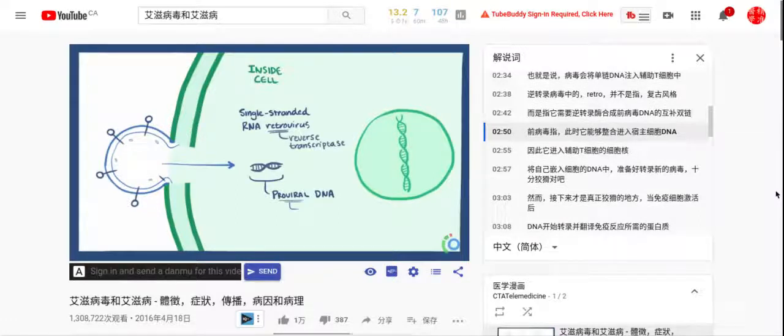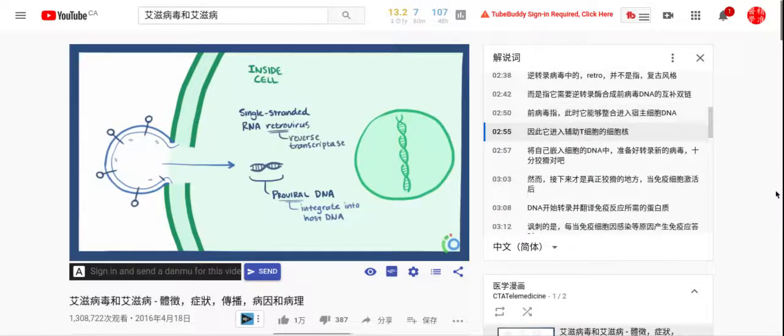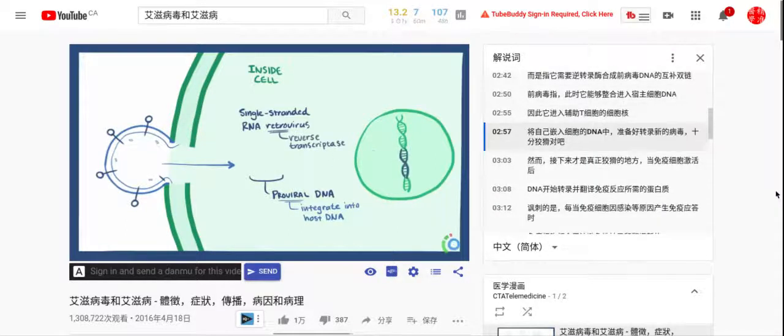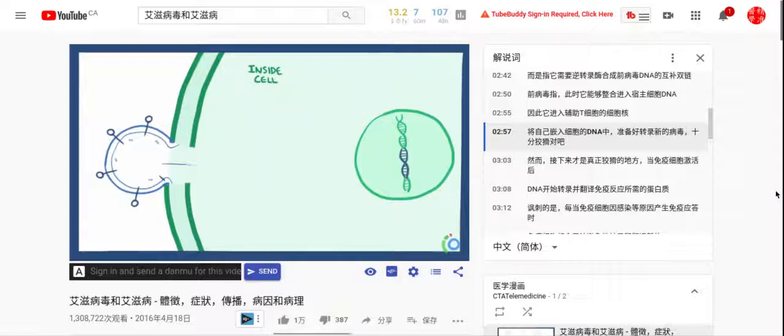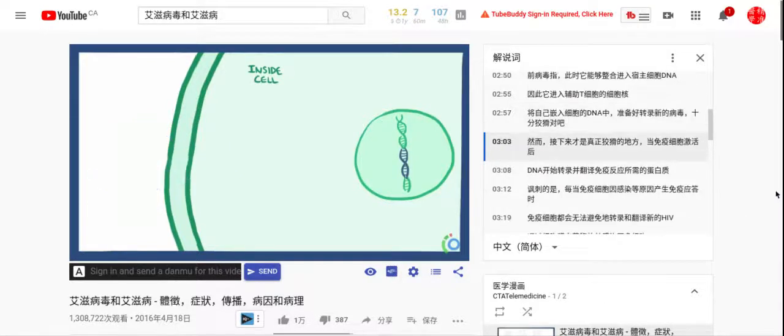Proviral just means that it's ready to be integrated into the host's DNA. So it enters the T helper cell's nucleus and pops itself into the cell's DNA, ready to be transcribed into new viruses. Pretty sneaky, huh? Well, here's the actual sneaky part.